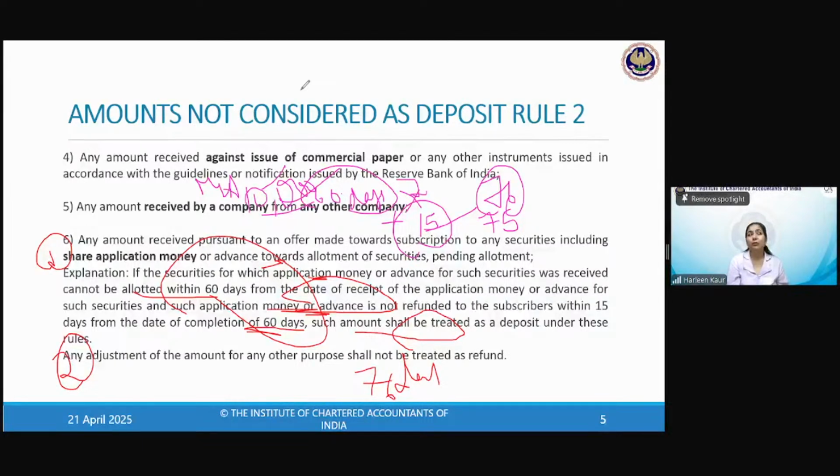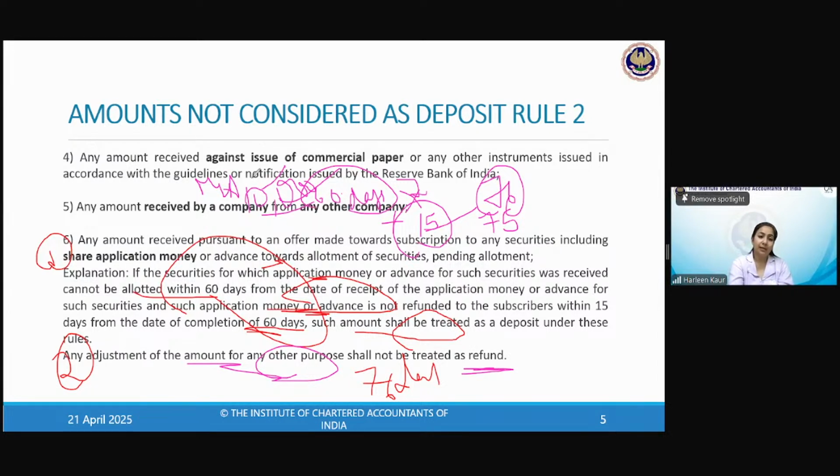Now, we were told in section 40 that whatever share application money we are receiving from the shareholders can only be used for two purposes. One is allotment of securities. If you have not allotted the securities, then refund it. Any other adjustment that you try to do for any other purpose will not be treated as a refund. So what does it mean?